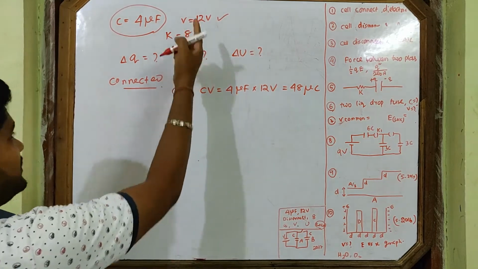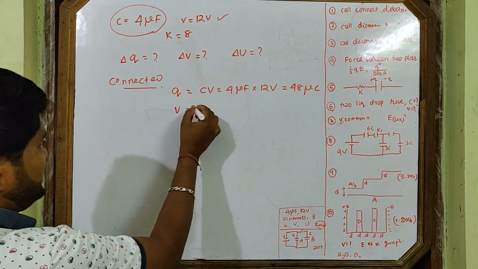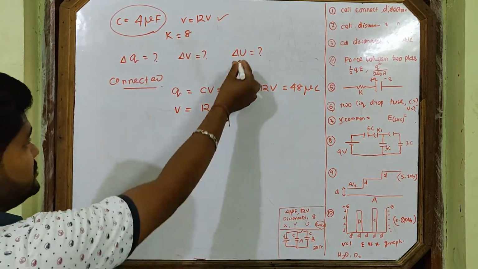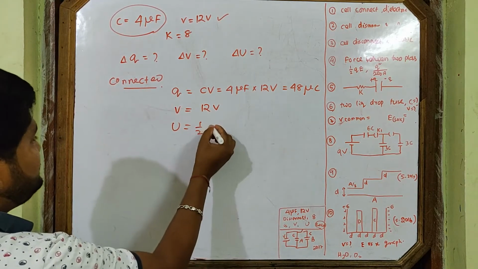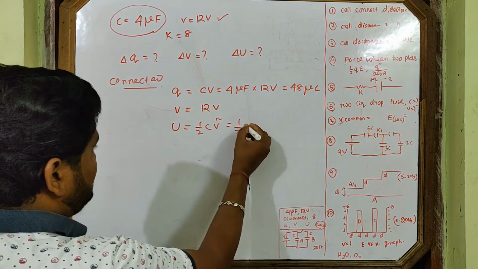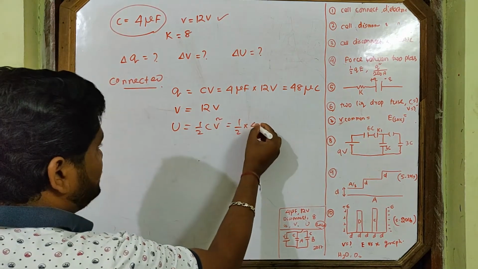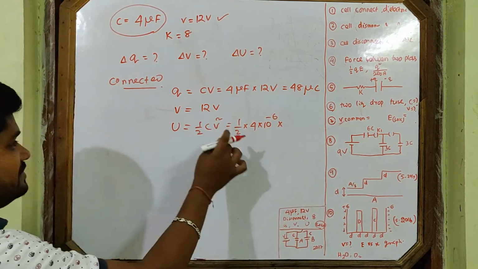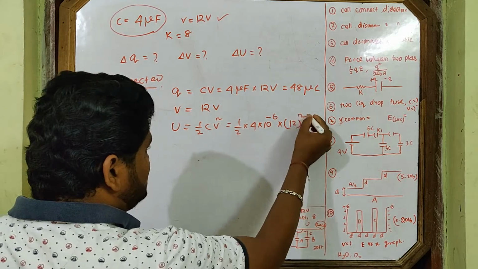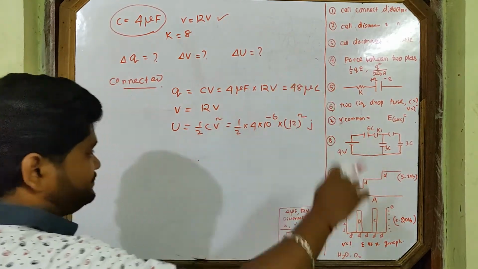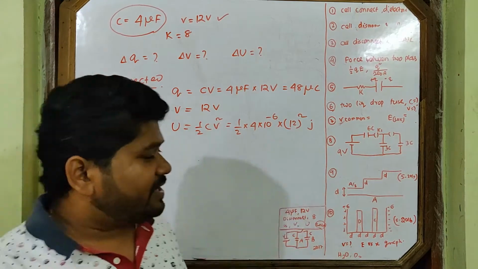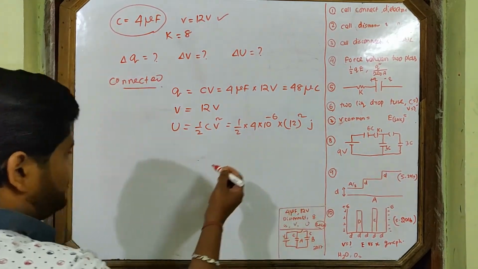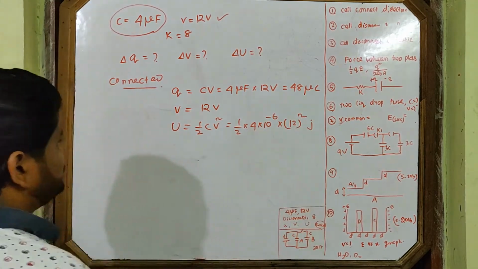Then what is the potential? Potential is 12 volt, which is already given. Potential difference is 12 volt. Then what is the energy stored? Energy stored you can find as half CV square. Half, C is given 4 microfarad, you make it 10 to the power minus 6, and V is given, 12 square. So this much joule energy is stored. You will do the calculation part, no problem. Then you will find energy stored in joule.